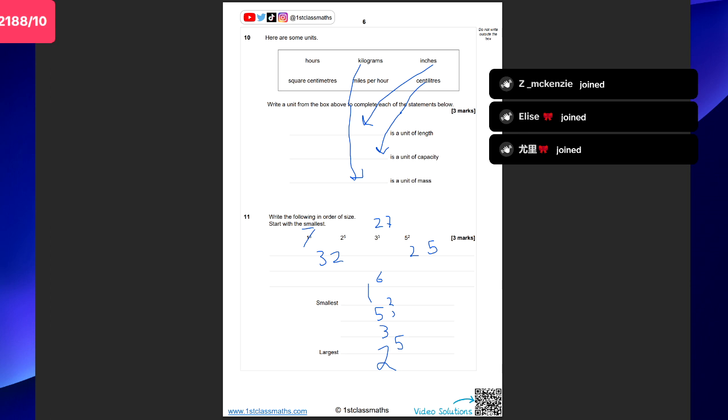So I'll give you 5 seconds to screenshot. 5, 4, 3, 2, 1. I'm going to move on.